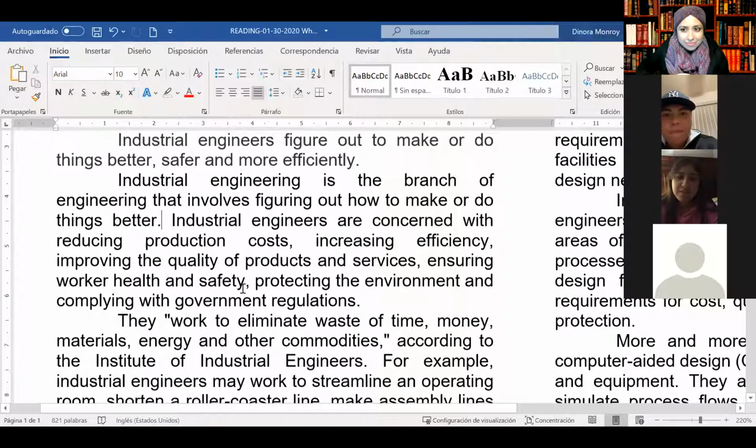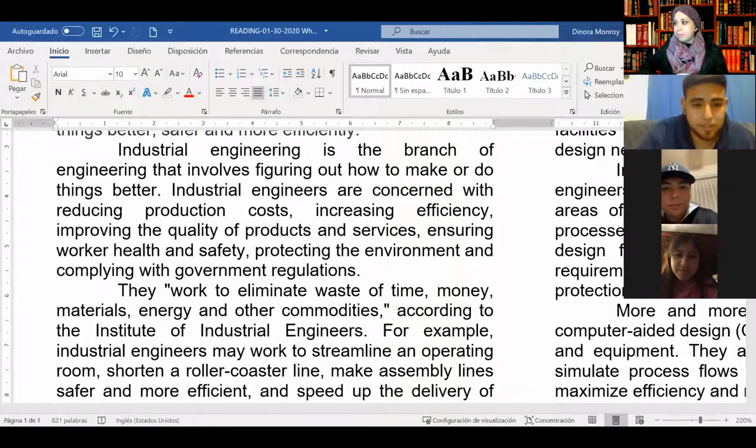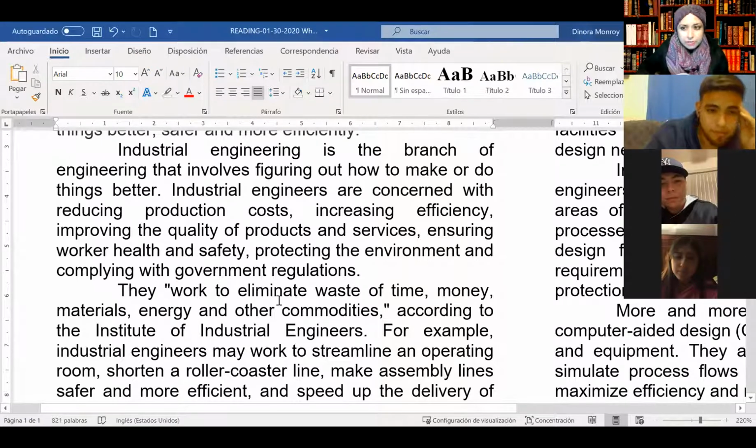Industrial engineers are concerned with reducing production costs, increasing efficiency, improving the quality of product and service, ensuring worker health and safety, protecting the environment, and complying with government regulations. Good. Thank you.